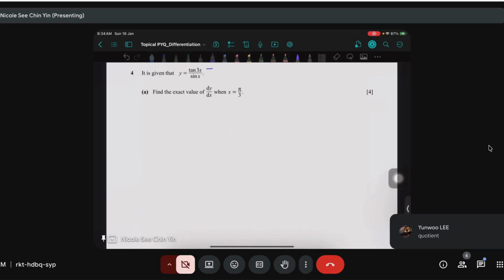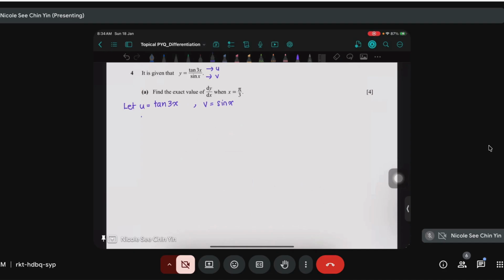Quotient, yes. So we're going to let my numerator become u, my denominator become v. So we will let u equals tangent 3x. Let v become sine x. So differentiate, u prime, I get 3 sec square 3x. Don't forget, you have to differentiate your 3x. Next one, v prime, I will get cos x.